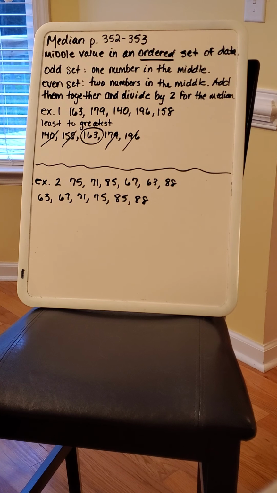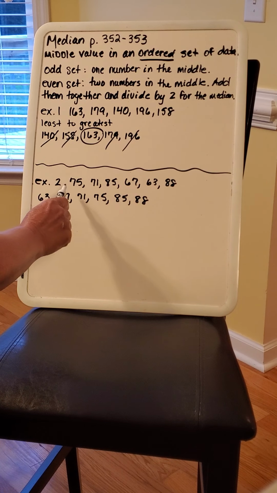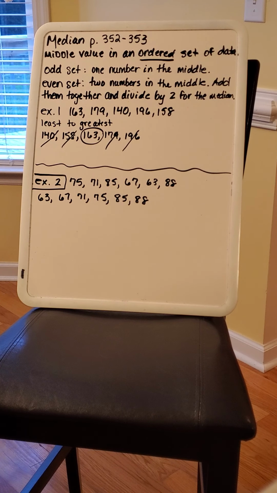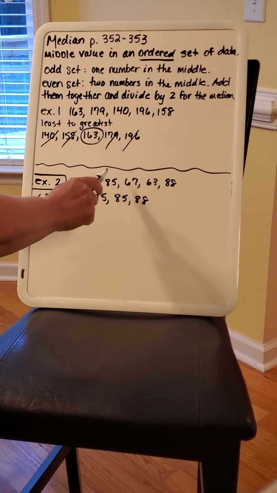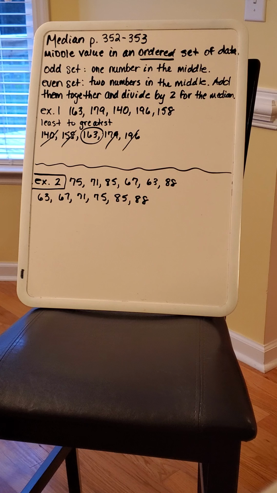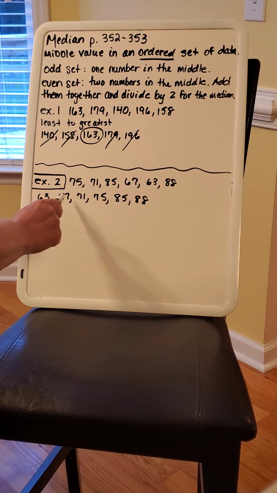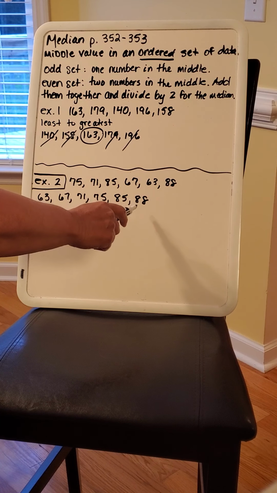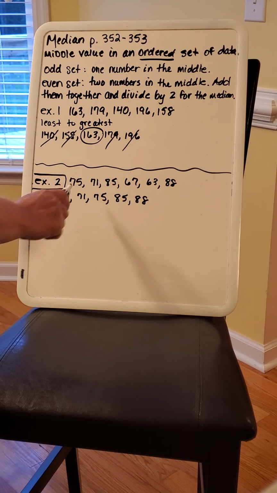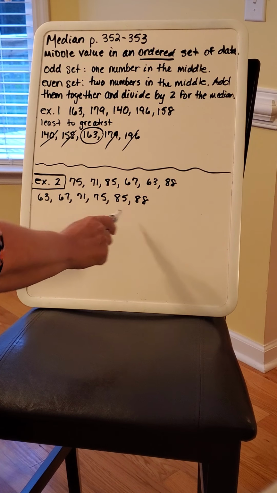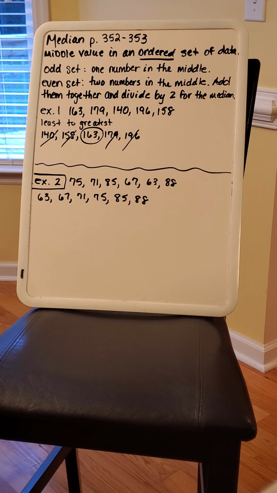All right. Next is example 2. With this one, we have, that's not part of the problem. Let me mark that out there. So here we have 75, 71, 85, 67, 63, and 88. They are not ordered. So I go back, I put them in order, 63, 67, 71, 75, 85, and 88. One way to check and be sure you got everything listed is count and see how many you have and make sure you got the same amount down here. That way you make sure you're not leaving something out.